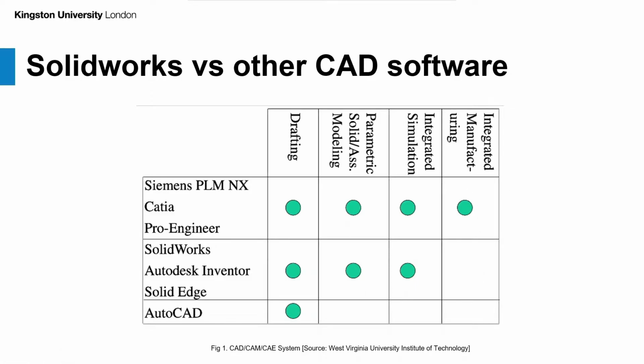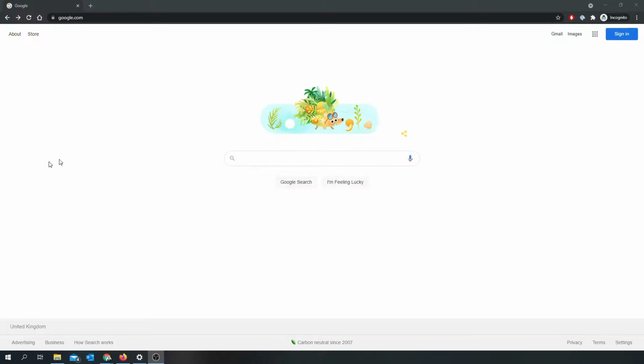But before I go and open up SolidWorks, I'm going to quickly go through how you can connect to university facilities remotely, and then once we do that, we're going to open SolidWorks. So let's see how we can connect to university computers remotely. Now let's see how we can access the computer virtually.